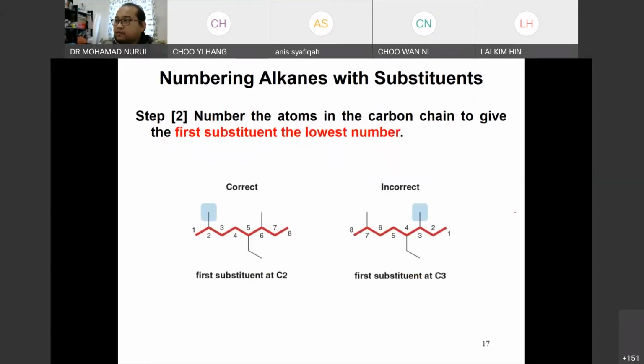Number two: what you have to do is number the chain to give the first substituent the lowest number. This is the example that we had before. We have 8 carbons, so we have two possibilities for naming it, from here or from here. Numbering 1, 2, 3, 4, 5, 6, 7, 8, the first substituent is carbon number 2, whereas in the other direction the first substituent is carbon number 3. So this one is the correct one.